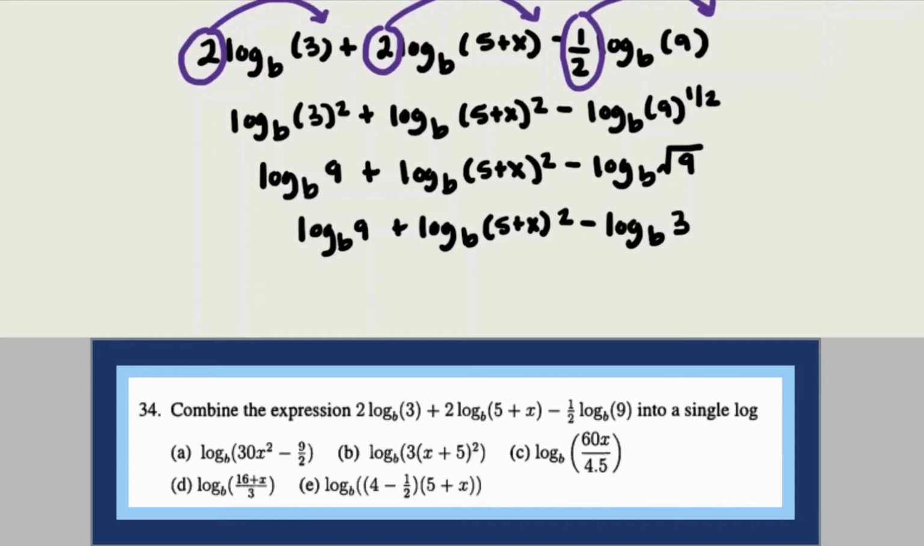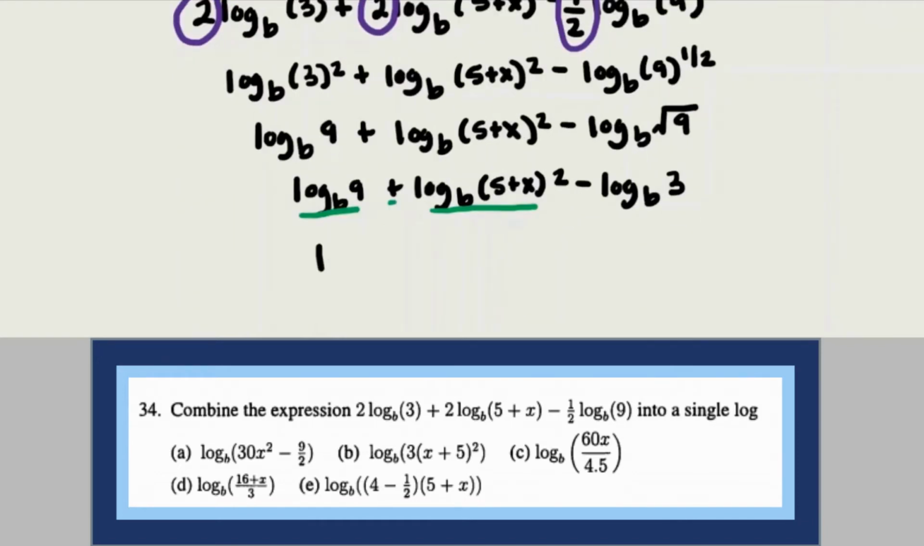Now, the next thing that we're going to do is remember that when we add or subtract logarithms, that's the same thing as multiplying or dividing. So we have log base b of 9 plus log base b of 5 plus x squared. We're going to condense that so that they're being multiplied to each other. So we're going to rewrite that as log base b of 9 times 5 plus x squared, and then we'll have minus log base b of 3.